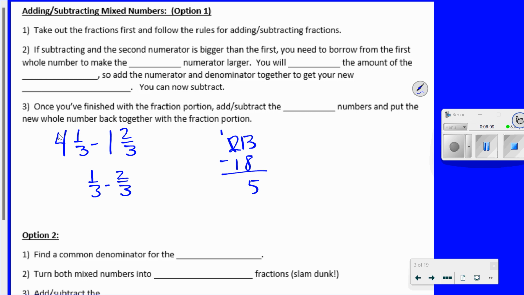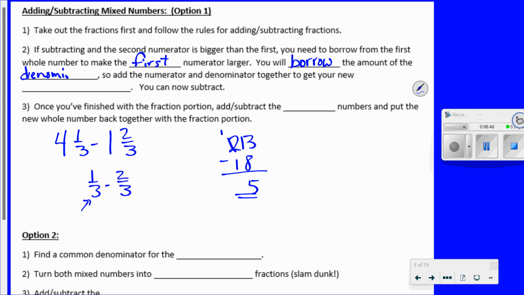Everybody okay with that? Okay, because here's your key concept. If subtracting and my second numerator is bigger than the first, I'm going to need to borrow from the first whole number to make the first numerator larger. Because I cannot do 1 minus 2. We do not have a commutative property of subtraction. I can't just flip it and say 2 minus 1. Cannot do that. Okay? So I am going to borrow, just like we did here, the amount of the denominator.